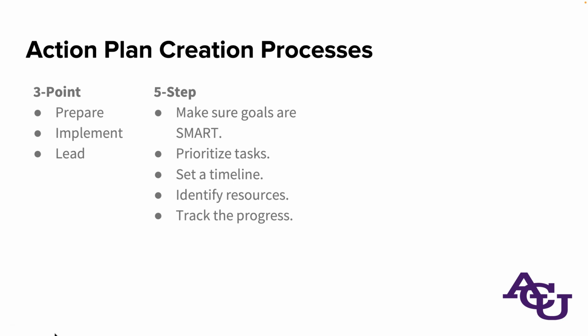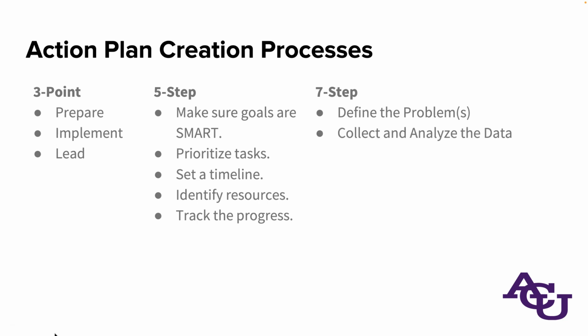So this is a little bit more specific, a little bit more intricate than the 3-point process. But let's move up to the 7-step process. This has us starting by defining the problem, collecting and analyzing the data, clarifying and prioritizing the problems. So often this is going to involve taking some subset of the larger problem that you're going to be focusing on.